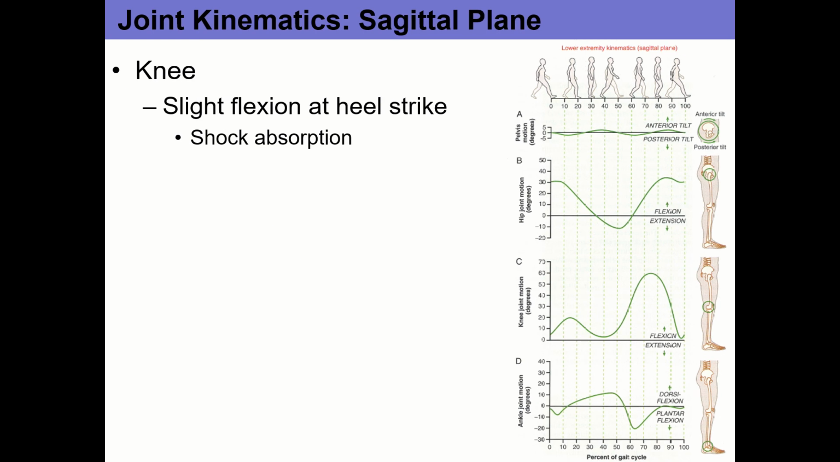All right, so that's the hip. So then on to the knee. So what does the knee do throughout the gait cycle? So as you can see there, it's at slight flexion at heel strike. And so that plays an important role in slowing us down, in absorbing the shock of gait. And you see the same thing whenever you're running as well.